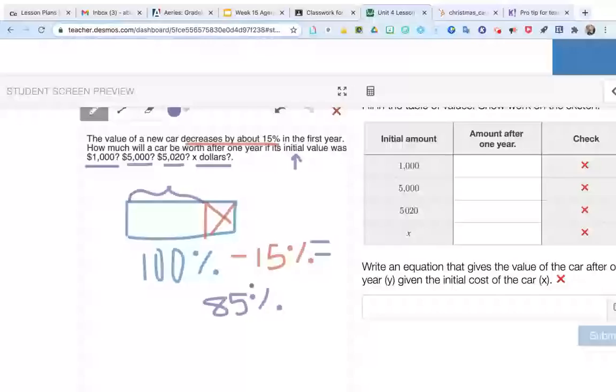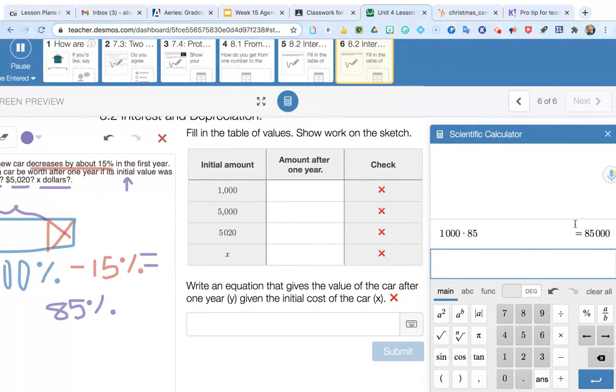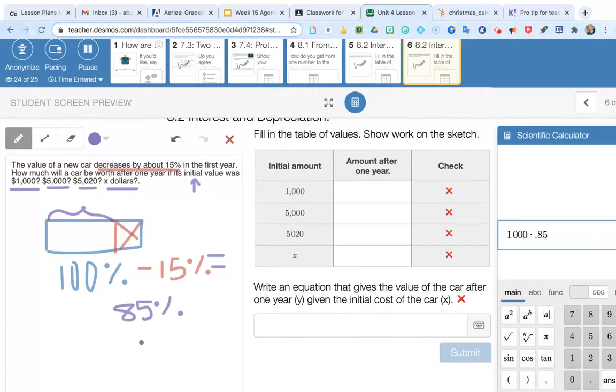I can't multiply by 85 because if you'll notice, if I do 1,000 times 85, I get a really big number. And I know that it's supposed to decrease. So these numbers in this column should be lower than the initial. So that's bigger. So it needs to be lower. Well, the reason is because I need to do 0.85. And the reason it's 0.85 is because if I divide this by 100 to get rid of the percent, 85 divided by 100 is 0.85. So I needed to move the decimal over 2 places.